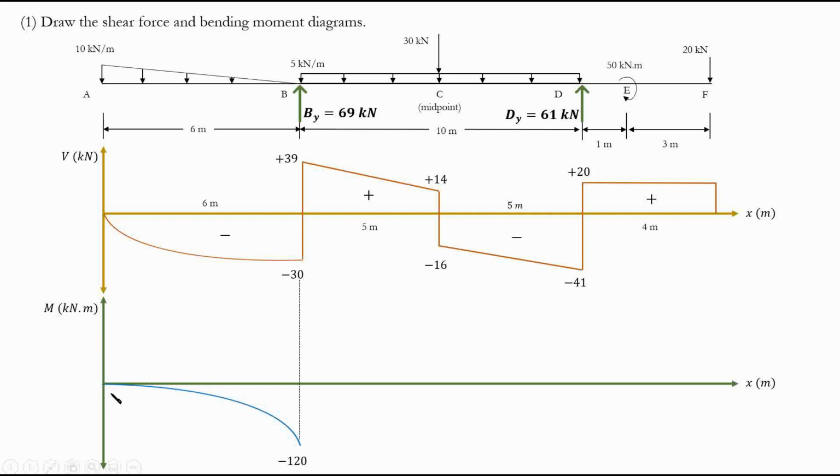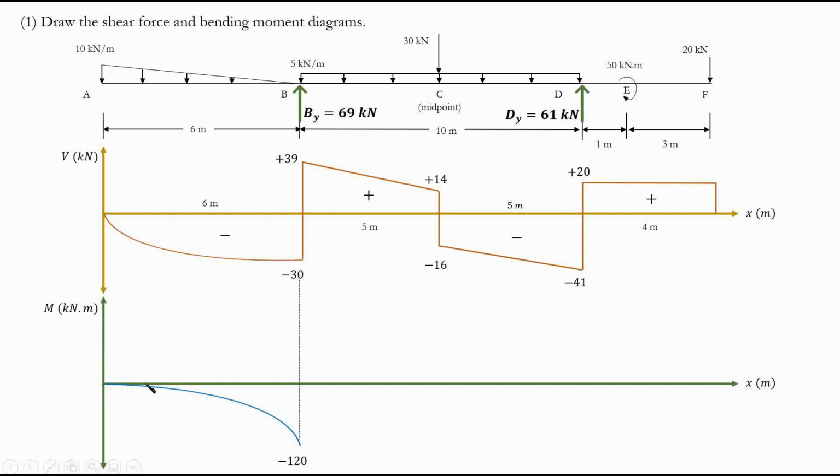Before I forget, again, why did we start our moment from 0? Because there's no concentrated moment for this. Basically, you start your moment diagram with 0 when you have no fixed support and no concentrated moments. If you do, we're going to deal with it at point E. So what did we do? From 0, and it's negative 120. So we know these 2 points, 0 and negative 120.